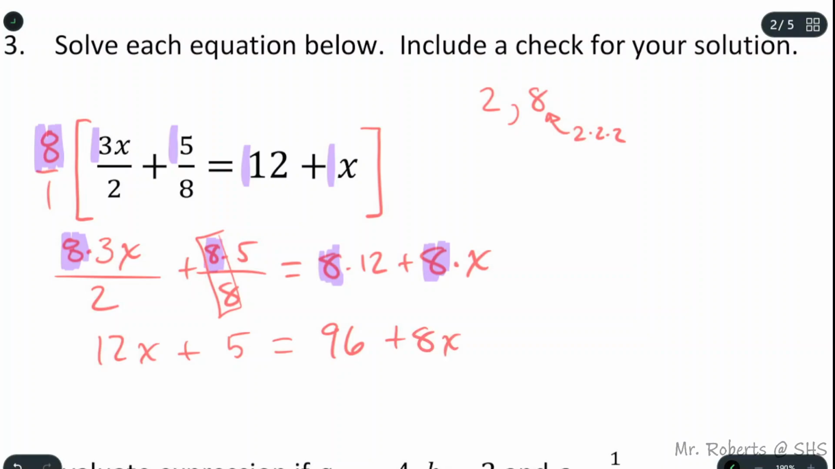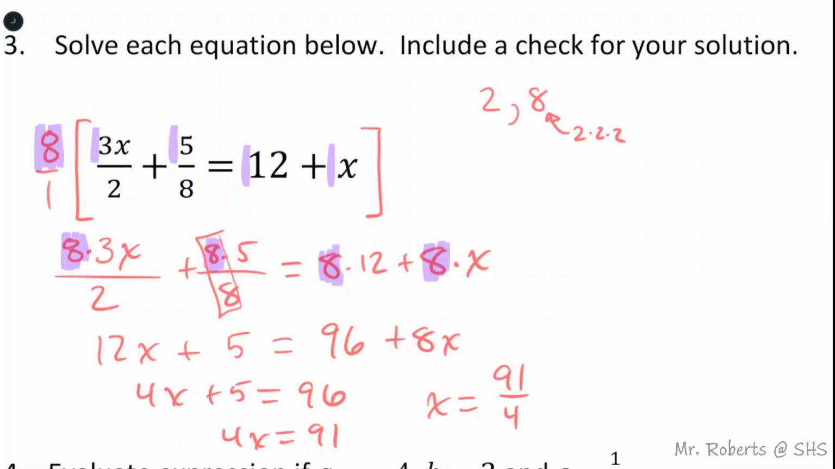Okay, so I'm going to subtract 8 x's from each side. That's going to give me 4x plus 5 is 96. And if I take away 5 from both sides, I get that 4x is 91. Therefore, I believe that x is 91 fourths. That's the solution, right?